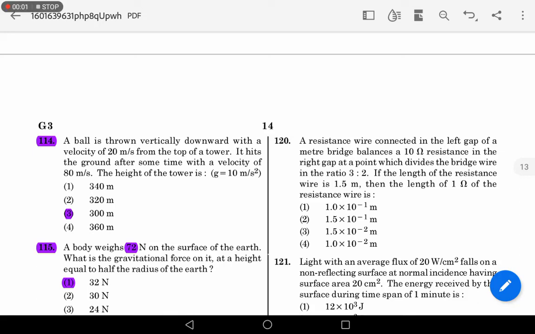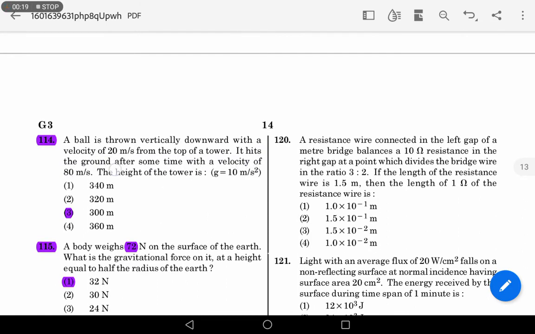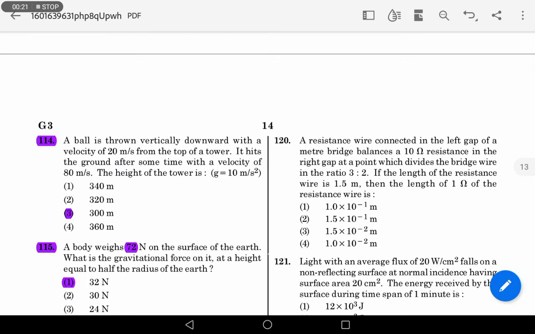Hello guys, this is the second part of the video in which we are going to discuss NEET questions from NCERT Physics textbook class 11 part 1. A ball is thrown vertically downward with a velocity of 20 meter per second from the top of a tower. It hits the ground after some time with a velocity of 80 meter per second. The height of the tower is?